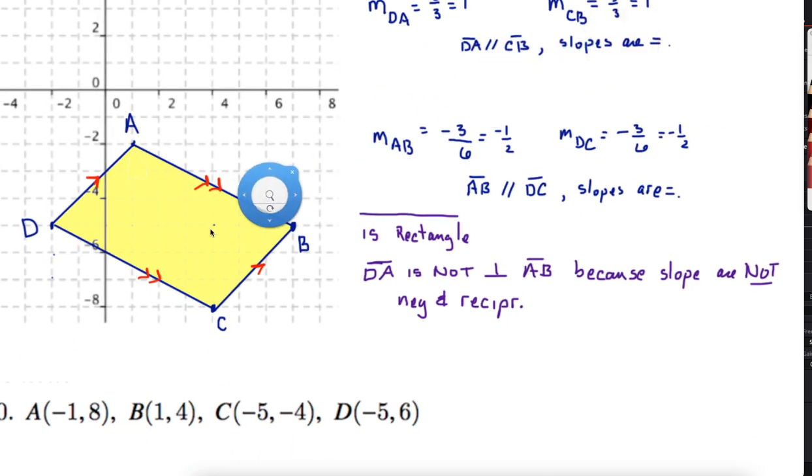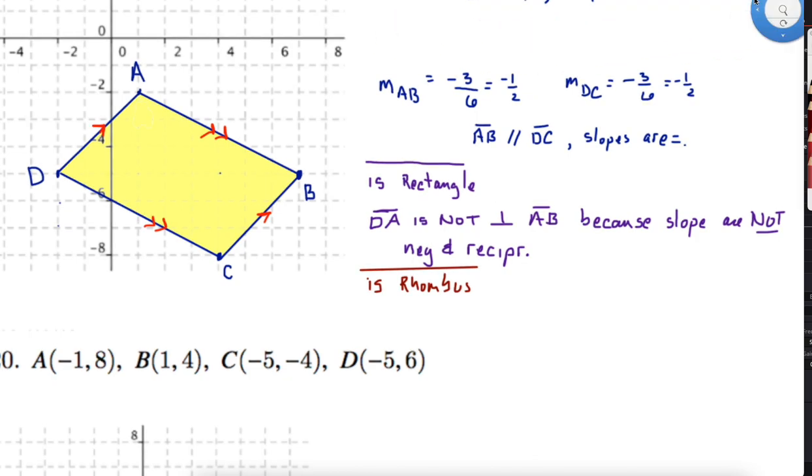But could this still be a rhombus? So how can we prove that? Now, a rhombus has all congruent sides. So we could do the distance formula on all four sides. I don't want to do that. Well, we actually wouldn't have to do all four. We could just do these two adjacent sides and prove it, because they don't look congruent. But we can't just say it doesn't look congruent and that's our evidence.